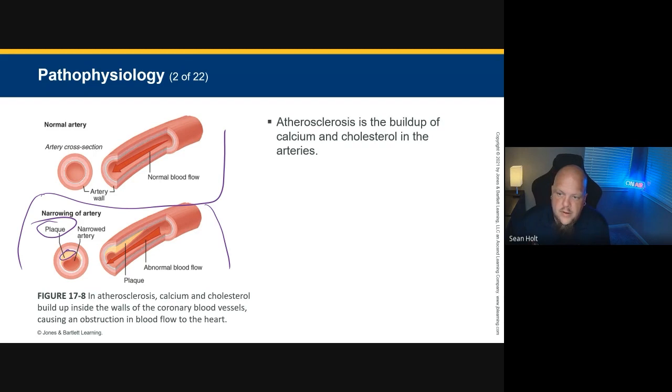This is stuff that can truly cause bad heart disease. So the calcium, cholesterol buildup inside of the walls of the coronary blood vessels, the heart's blood vessels, causes an obstruction in blood flow to the heart.